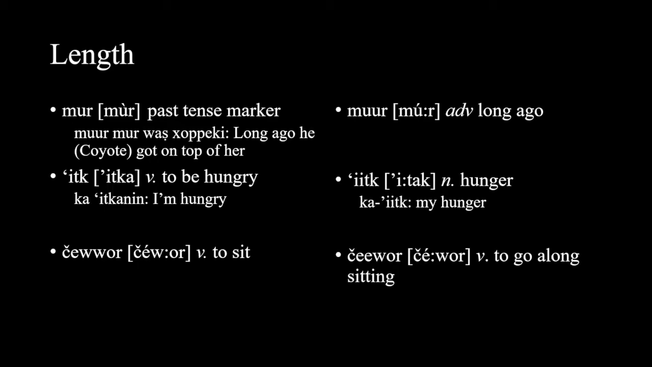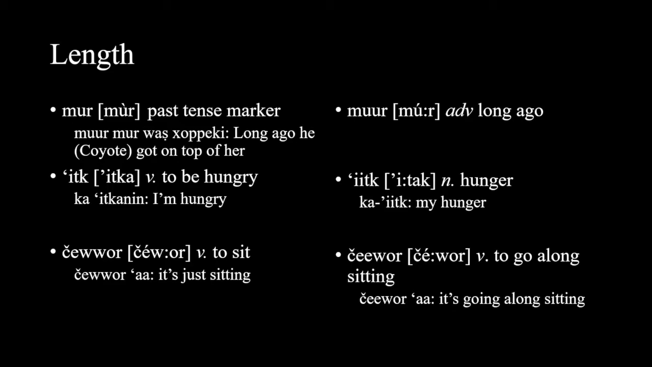So there is a process in Rumshan when you lengthen the vowel, then you are saying something like to go along. So you're saying someone is doing that verb while they are moving. So for example, chewor means he's just sitting, it's just sitting, she's just sitting, whoever. Chewor. Now if you say chewor, it means it's going along sitting. Like a dog is walking and sits, gets up and sits, or like a musical chair, some kind of situation like that where you would use chewor.